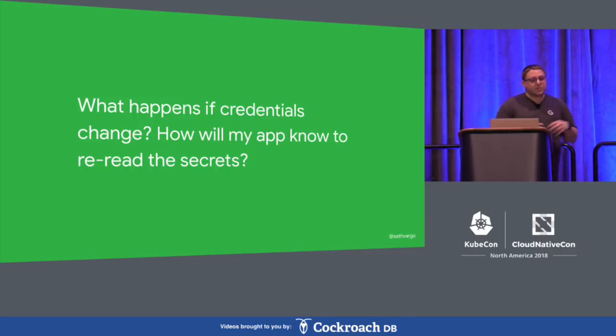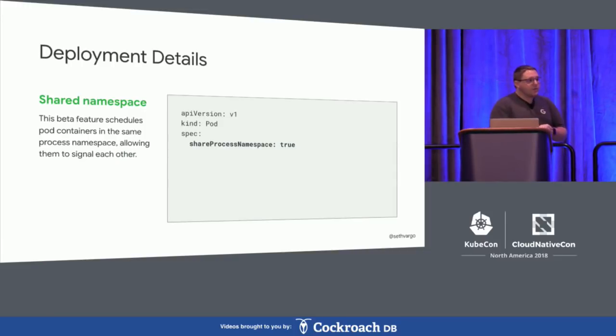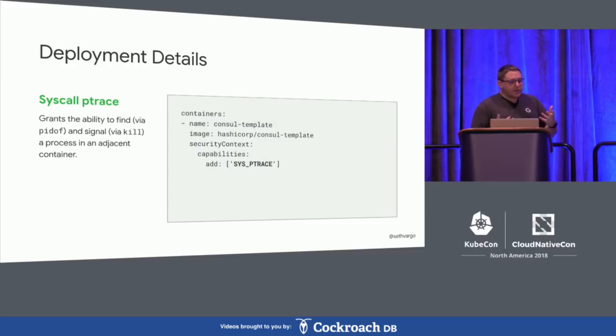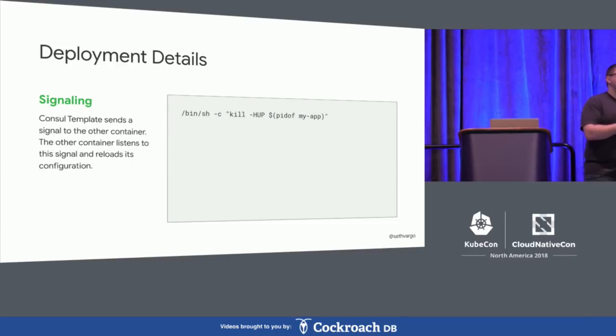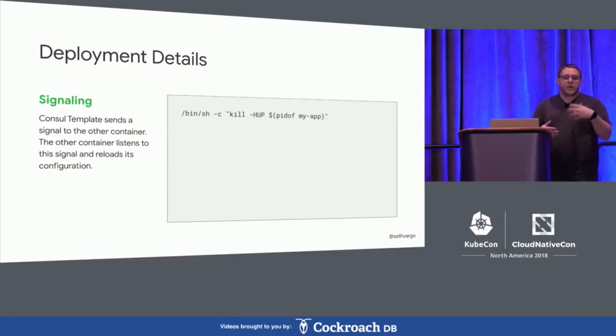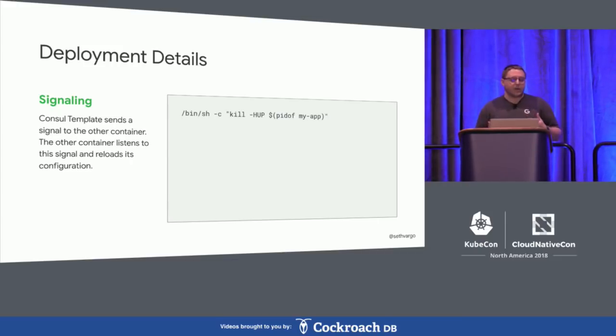Which always brings up a big question, which is how do I know if my credentials change? How will my app know to reread its config? There's a cool beta feature called shared process namespaces in Kubernetes 1.10. If you enable this, it allows multiple containers in a pod to communicate with one another, so they're not all running as PID 1. They're actually sharing a process namespace. You give them ptrace, which allows you to call pidof, and then basically Consul Template is sharing a process namespace, so it has the ability to signal your application when it has updated that configuration file. And then your app can be restarted, respond to a signal, wholeheartedly blow up, whatever your choice is whenever that config file changes.